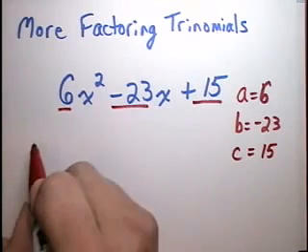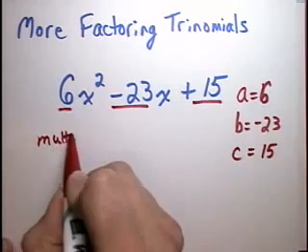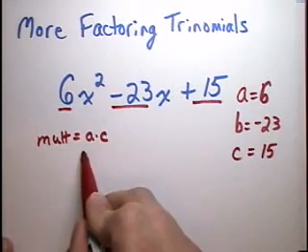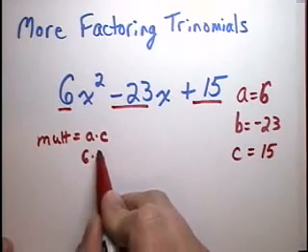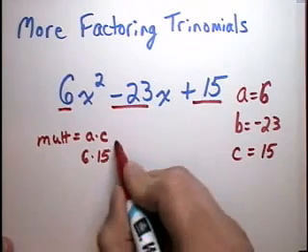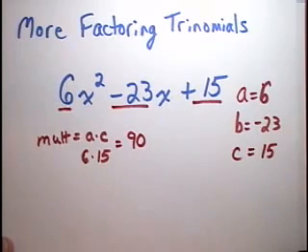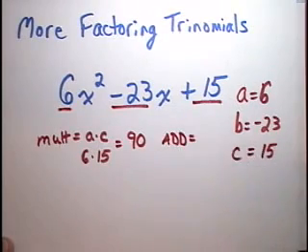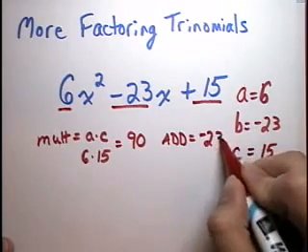So I'm looking for two numbers that multiply together to give me the value of whatever A times C is. In this case, A is 6 and C is 15. So 6 times 15 is 90. So I need two numbers that multiply together to give me 90. But when I add together those two numbers, they give me a negative 23.